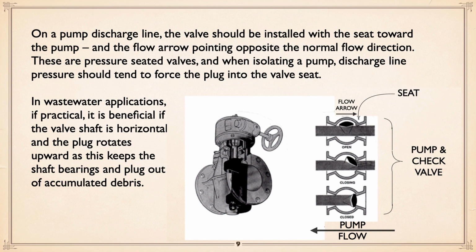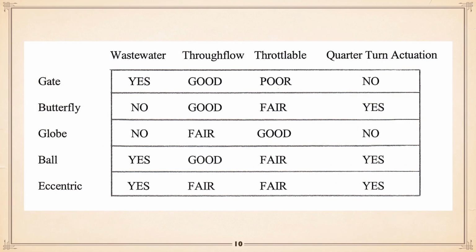Now, with all these options for isolating valves, which ones are good? Little table. It shows those that you can use, like gate valves for wastewater, butterfly valves, you can't, or globe valves. Through flow, and you can see good or fair. Throttleable.